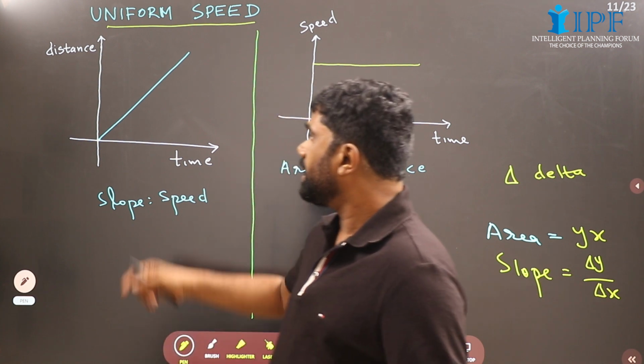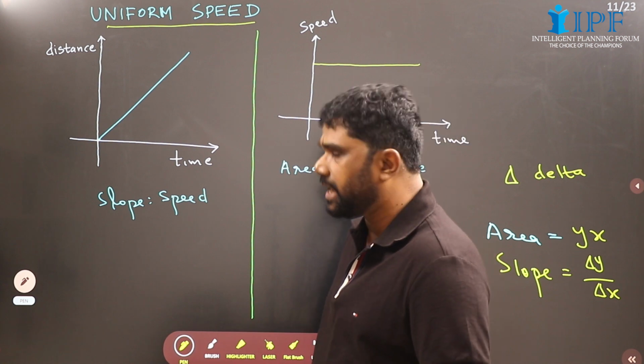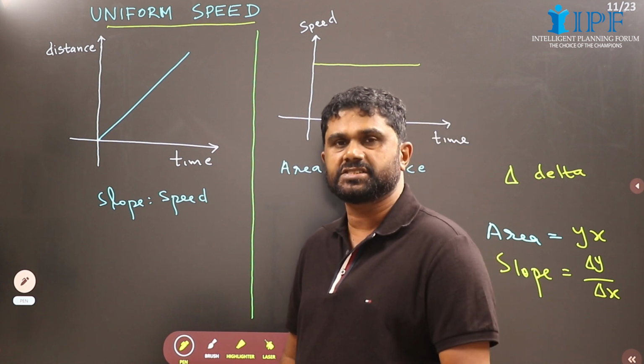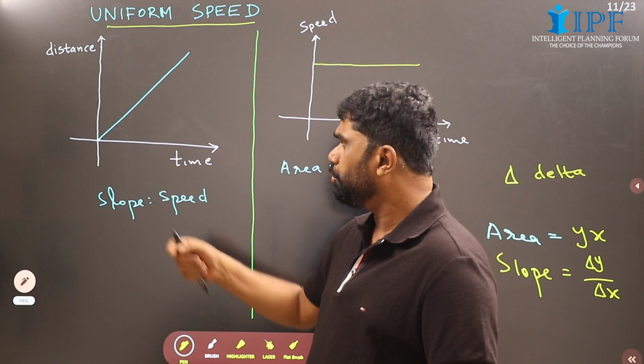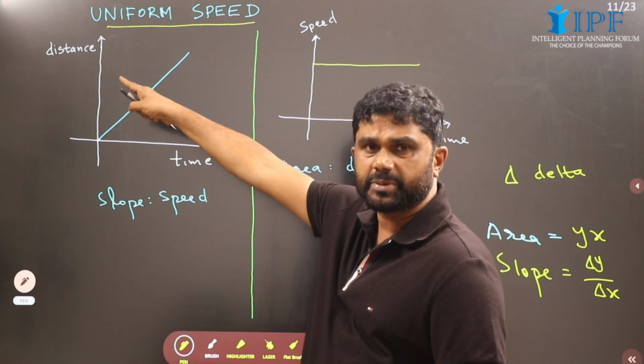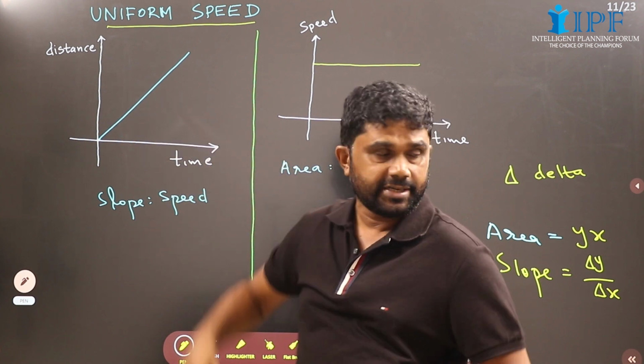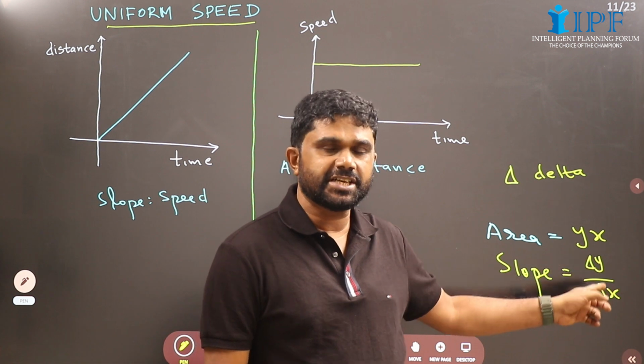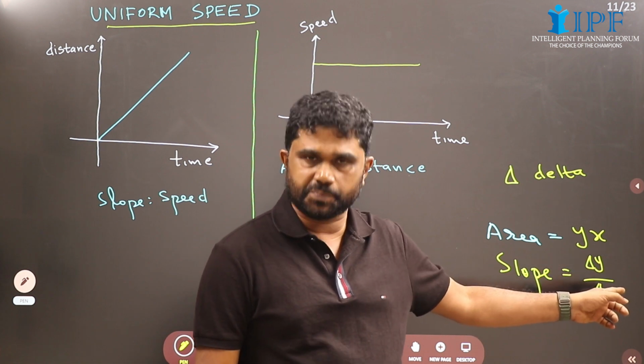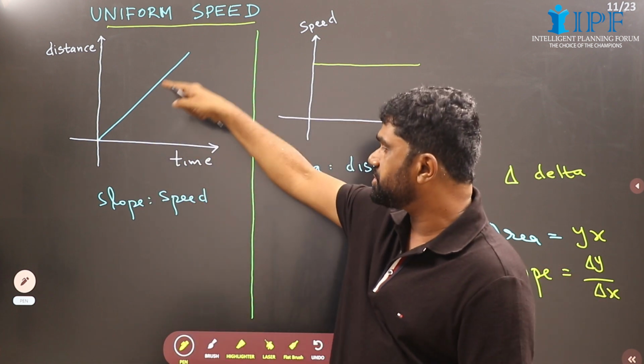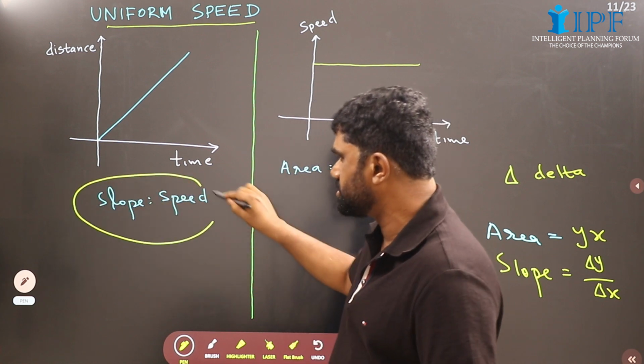So here I have plotted a distance-time graph, with distance along the y-axis and time along the x-axis. What would be the physical quantity represented by the slope? Delta y means change in distance by change in time. It is nothing but speed. So the slope of the distance-time graph represents speed.